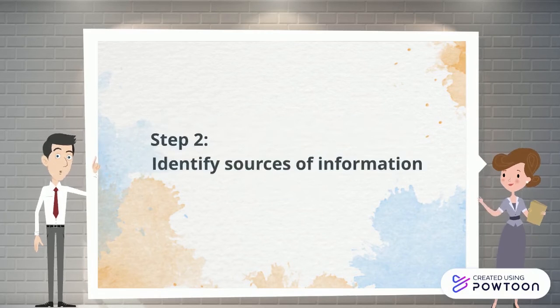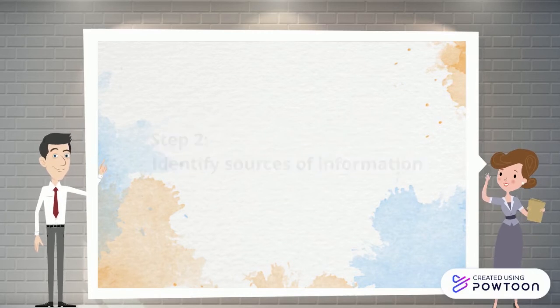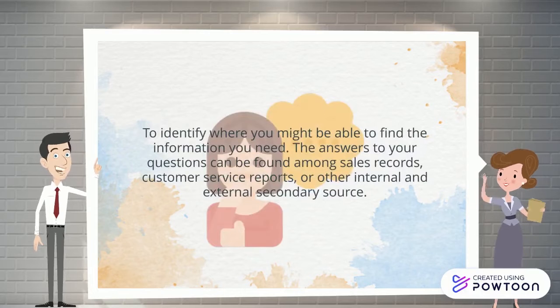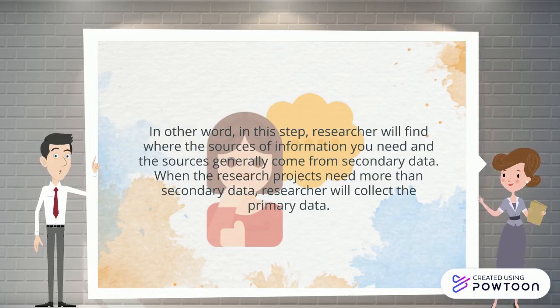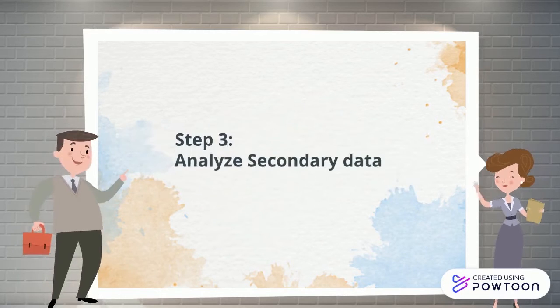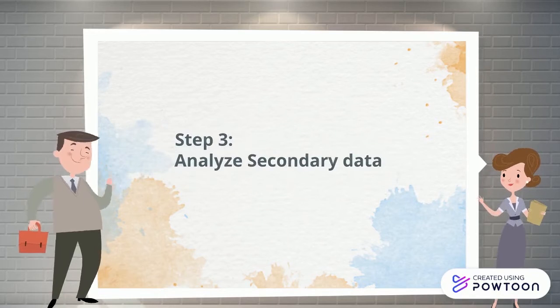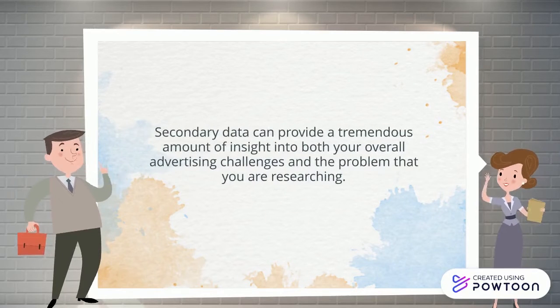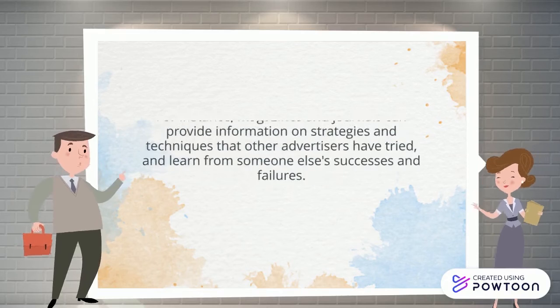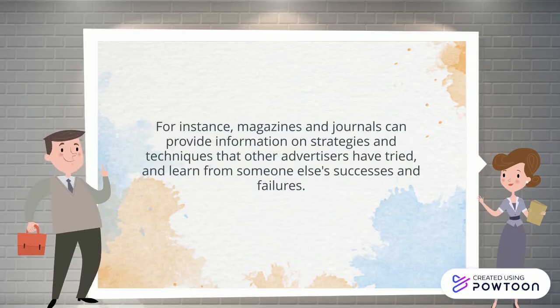Step 2. Identify sources of information. To know where you may find the information you need to answer your question. In other words, in this step, researchers will find where the sources of information you need are. Generally, the source comes from secondary data. Step 3. Analyze secondary data. Secondary data can provide a huge amount of insight into the overall problem that you are researching. For example, magazines and journals can provide information on strategies and techniques that have been tried by other advertisers.